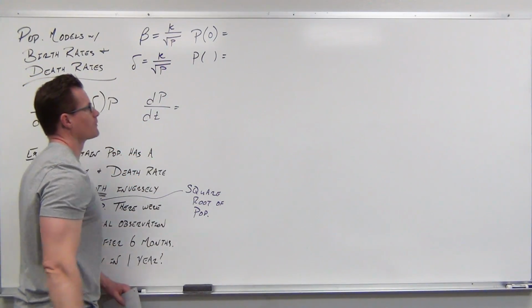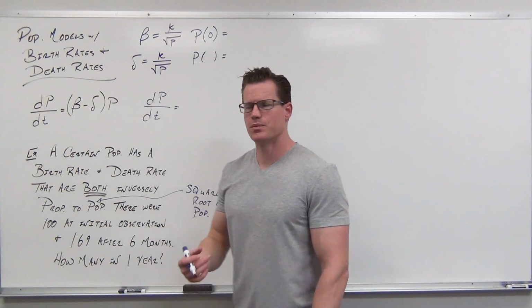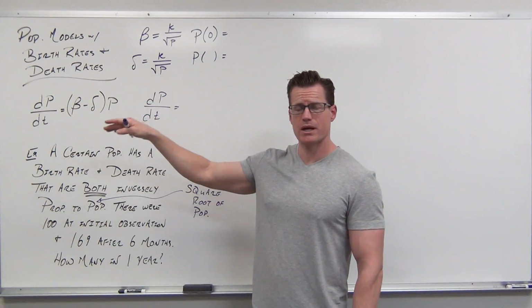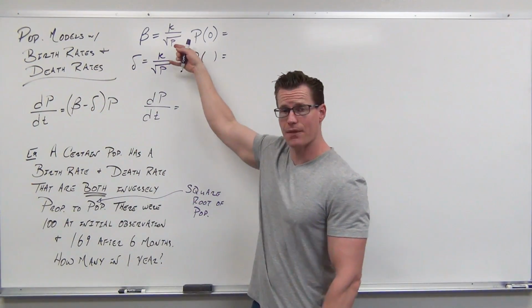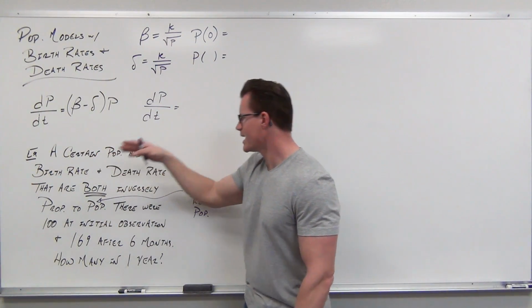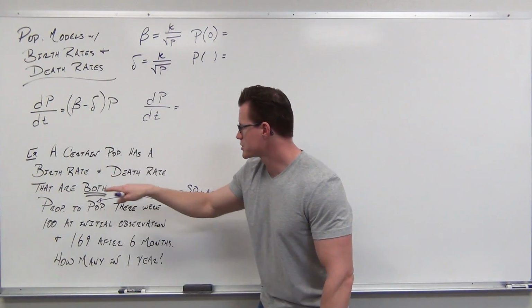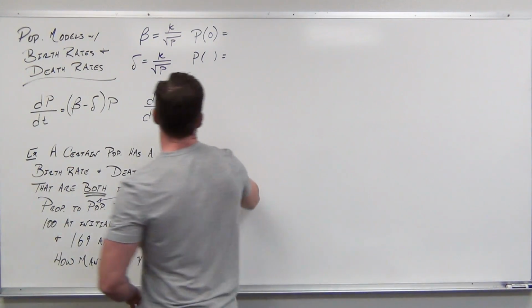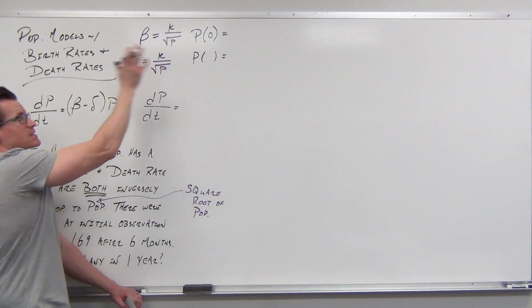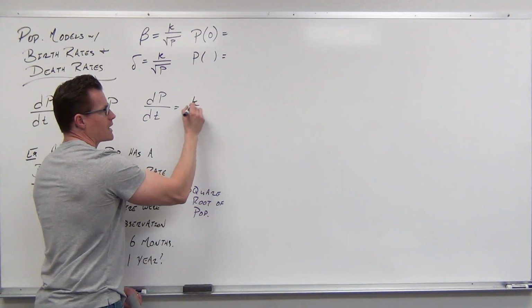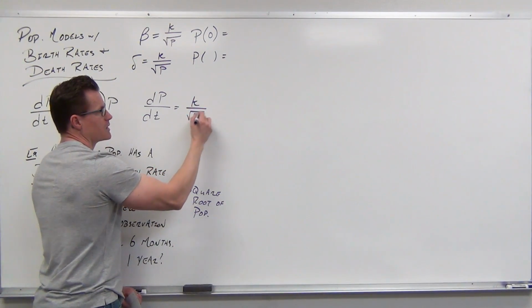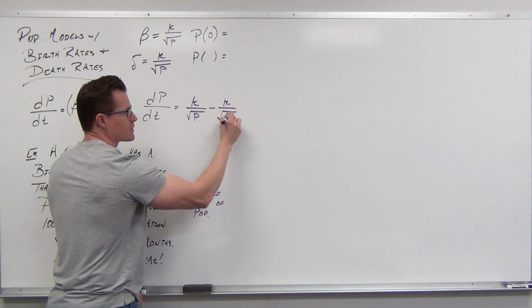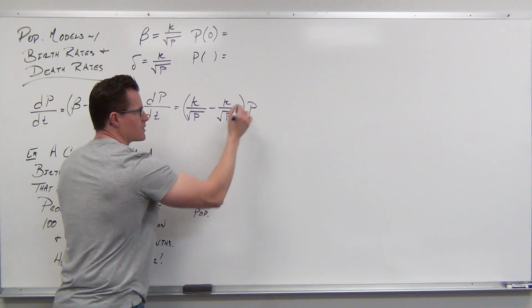Now, if we try to put this in here, we know that the way the population changes with respect to time is birth rate minus death rate. Okay, we got that. We know that the birth rate and the death rate are both inversely proportional, that's k divided by the square root of p, and we can substitute this in here. That would be k over square root p for the birth rate minus k over square root p for the death rate times p. And you go, that's 0.